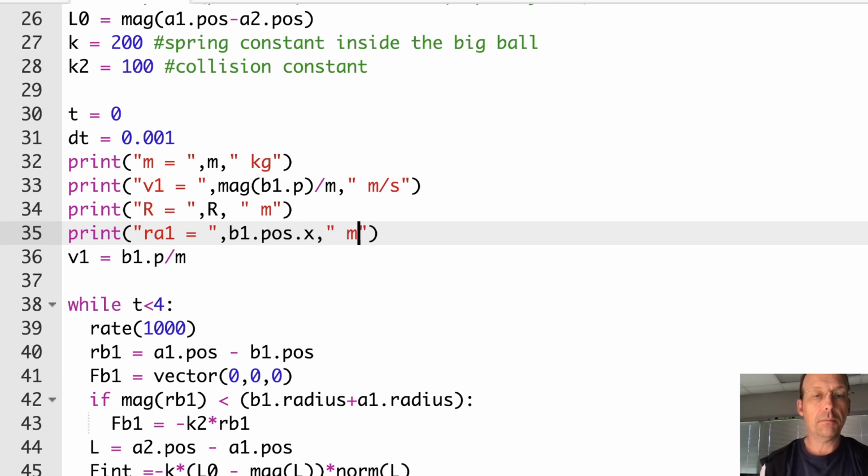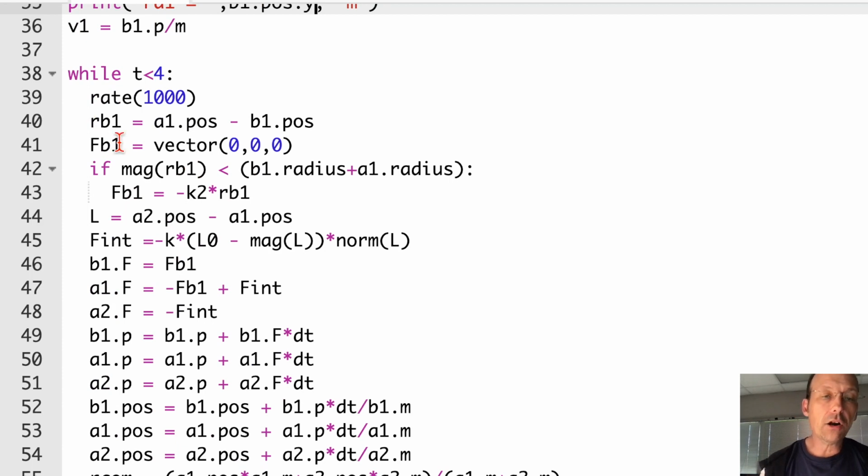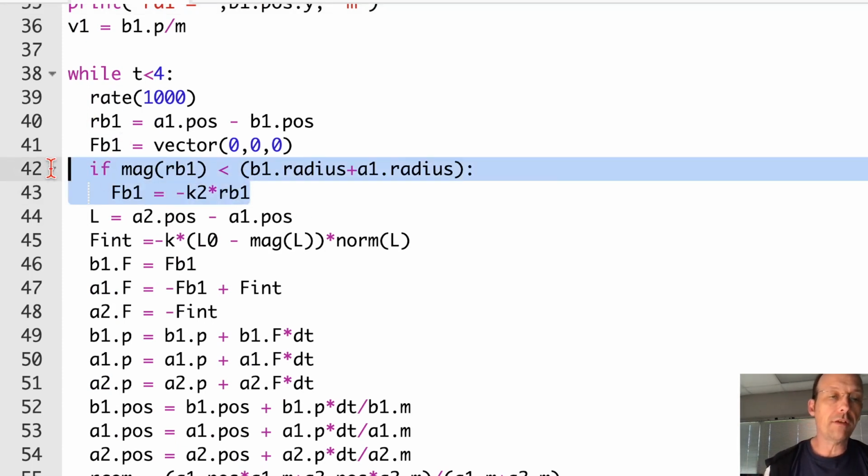b1.pos.x. That's the, I'm sorry, y. That's the y value. That's how far from the thing it is. And then I actually calculate right here v1 because I want to use it later, just as a value. And then down here you see I calculate the forces. This is the important thing right here.